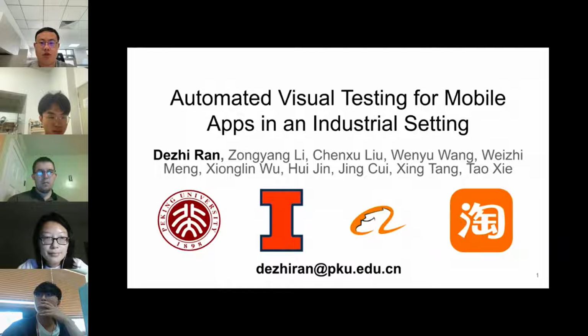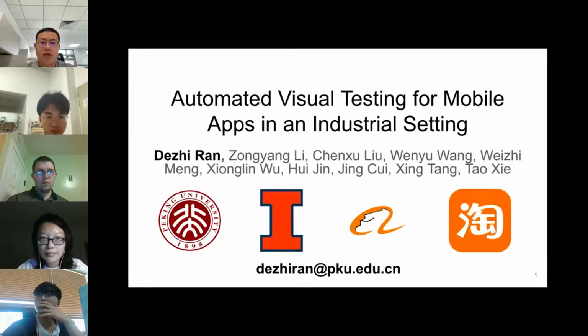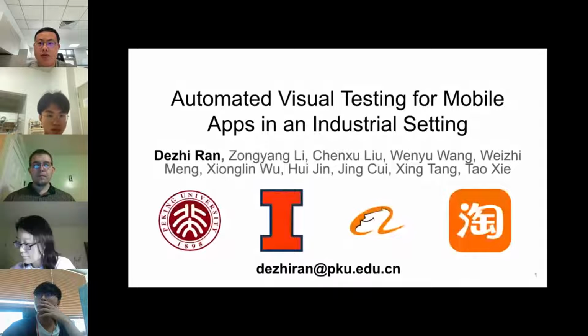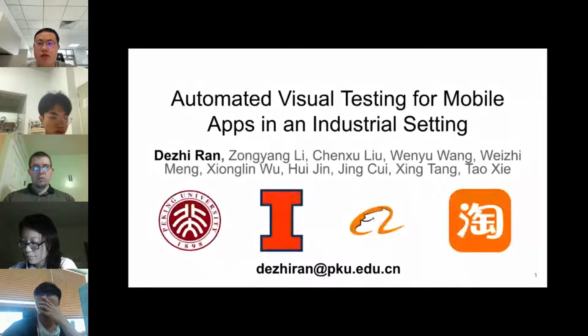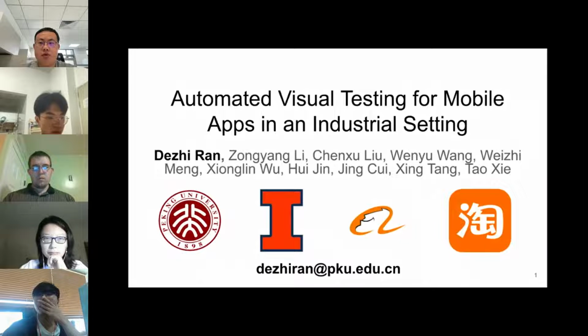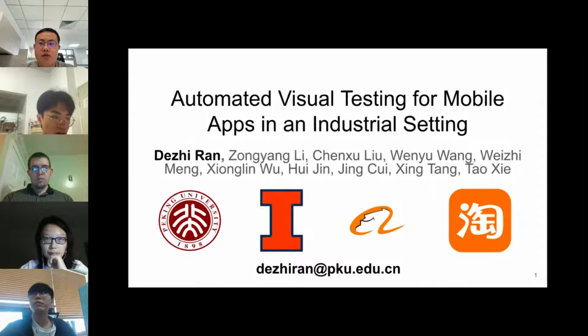Hello everyone, I'm De Zhiyan from Peking University. I'm glad to present our software engineering in practice paper, automated visual testing for mobile apps in an industrial setting. Mobile apps have been an indispensable part of our daily life, and automated UI testing is a convenient way to assure their quality before they are shipped to users. Despite their usefulness, there are 2 main challenges in automated UI testing for industrial apps.